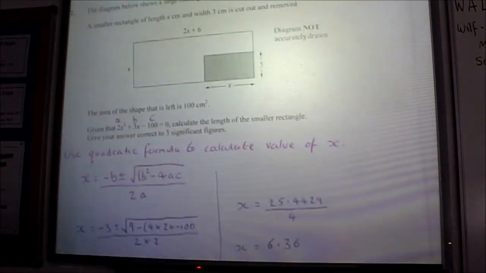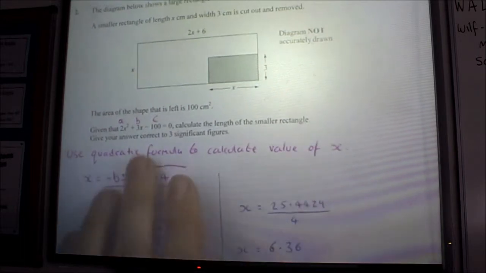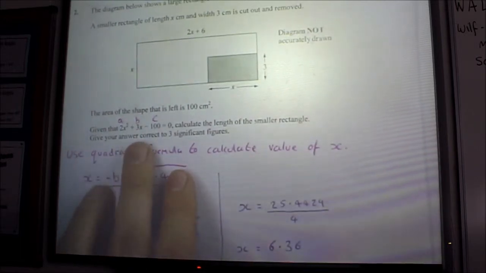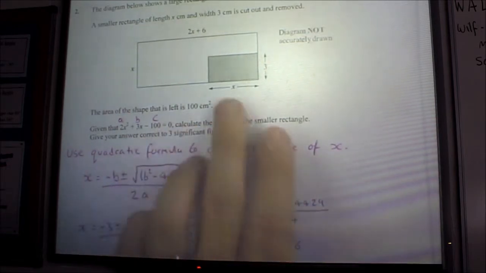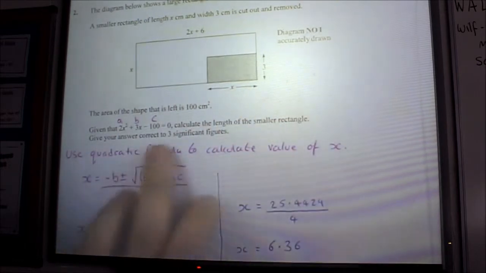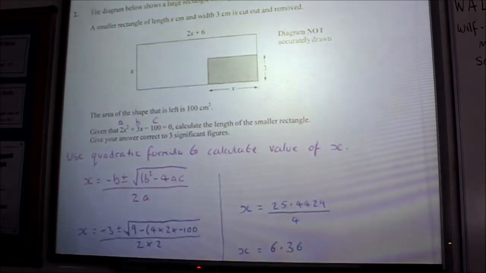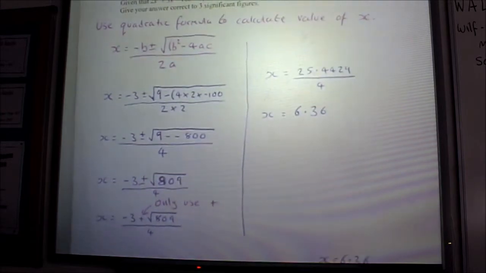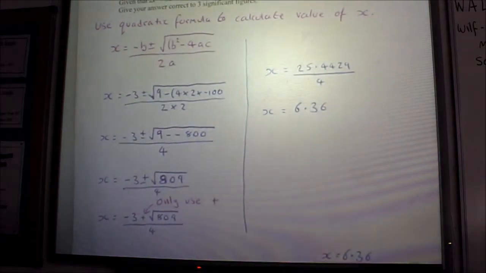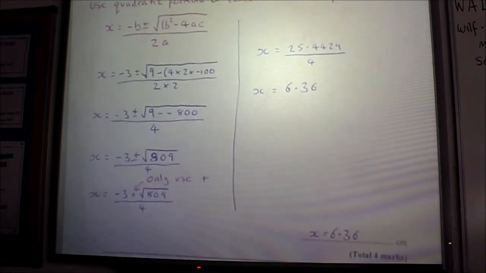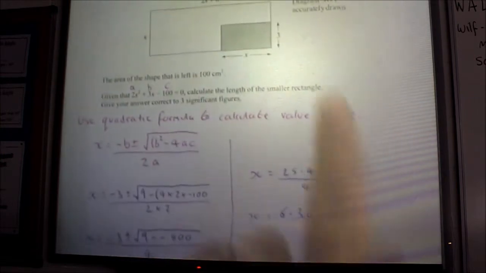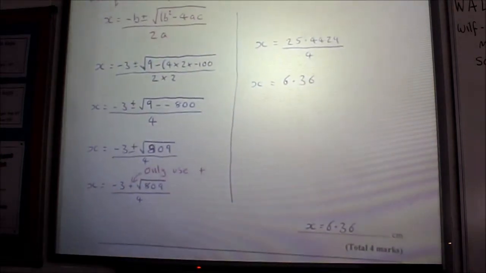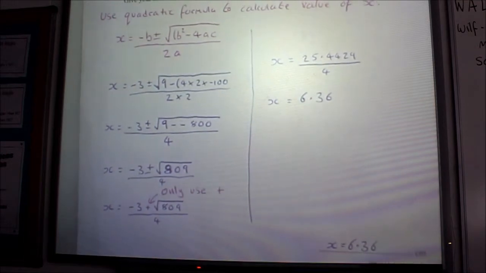Question 2, you've got a problem here with lots of rectangles and they've made it as confusing as they can. Basically, read the question, it says given that 2x squared, add 3x, take 100 equals 0, calculate the length of the smaller rectangle. So we want to solve that for x, that is the length of the smaller rectangle. It says give your answer correct to 3 significant figures, so that's the flag that you need to recognise to use the quadratic formula, which I've done, and there's the workings for it. One other thing with this question, they only want the positive answer because a width cannot be negative. They want that value for x, so it's got to be 6.36 to 3 significant figures.